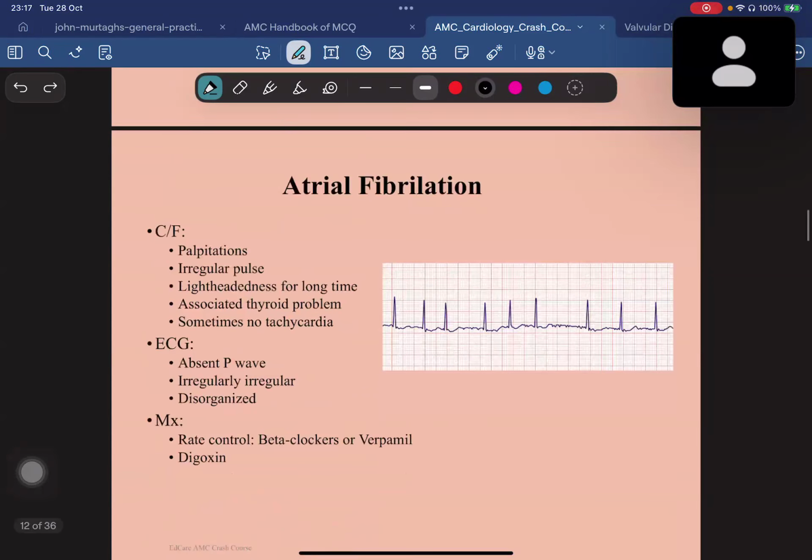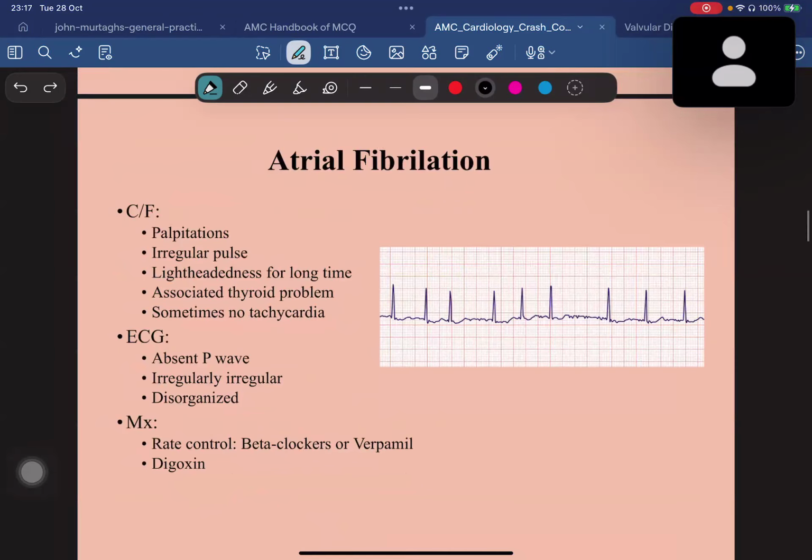So next we'll go to atrial fibrillation. In atrial fibrillation, you have typical clinical symptoms like palpitation, irregular pulse, lightheadedness for a long time. The patient could be presented with an associated thyroid problem. Sometimes the patient could also not be in a tachycardic state. So again, it's with the ECG that you confirm things.